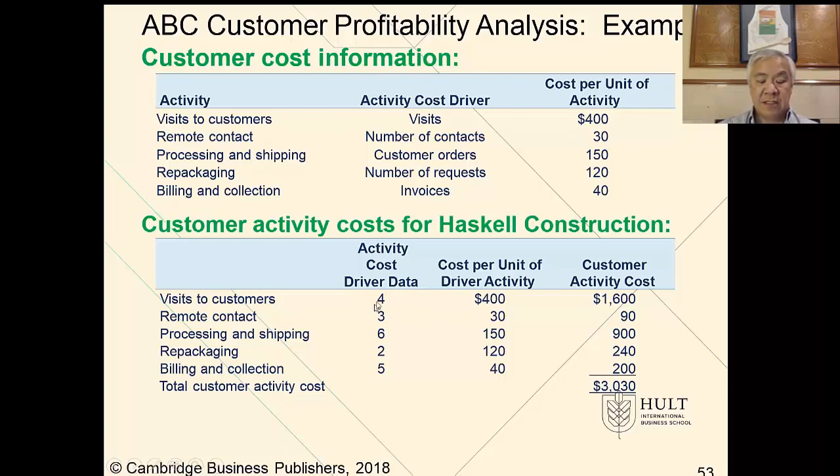So for every visit to the customer, it's $400 that we see from the top. It costs us $1,600 to visit Haskell. They had 3 remote contacts at $30 apiece, so they cost $90 there. Processing, they had 6 shipments, $150 per shipment, $900 there. Repackaging, 2 times at $120 each, $240 there. And the billing and collection, 5 times at $40 per incident or per billing cycle is $200. So we now have $3,030 as a total cost to service Haskell.